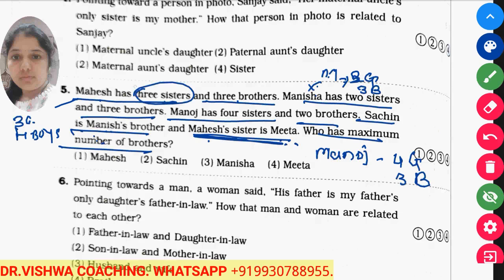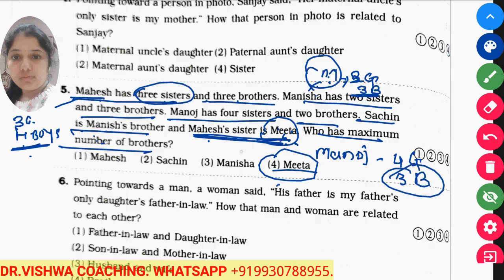Now the 3 sisters Mahesh has, one of them is Mita. So who has the maximum number of brothers? Now see, in Manisha's family there are only 3 boys, but in Mahesh's family there are 4 boys and his sister is Mita. So who has the maximum number of brothers? So Mita has 4 brothers and Manisha has only 3 brothers. Okay. So Mita is the correct answer here.